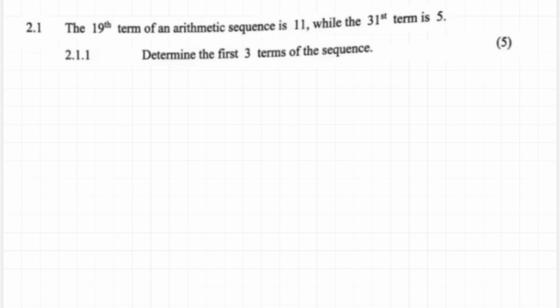So you need to understand what we're given here. We're given term number 19, that it is equal to 11, and we're also given term number 31, that this is equal to 5, you know.